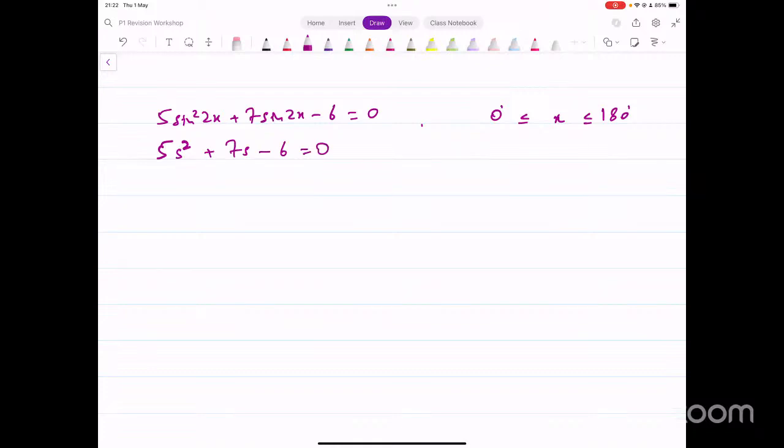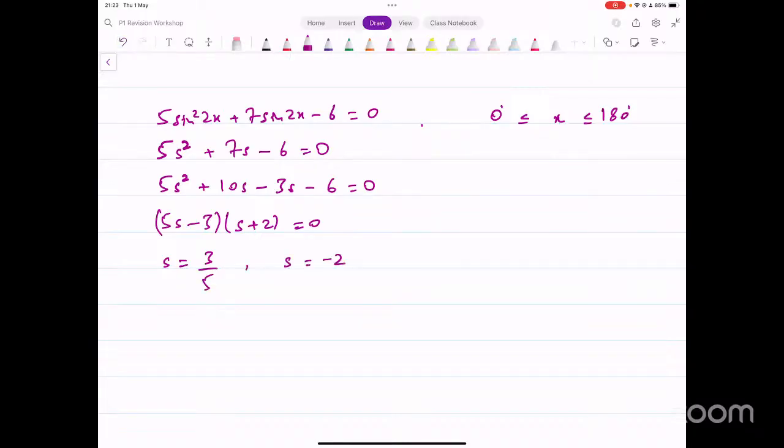Now, it becomes 5s squared plus 10s minus 3s minus 6 equal to 0. What do we get from this? 5s minus 3 and s plus 2. So s equals 3 over 5 or s equals minus 2. Put that substitution back and we say sine of 2x is therefore equal to 3 over 5 or sine of 2x is equal to minus 2. Now minus 2 is not possible.